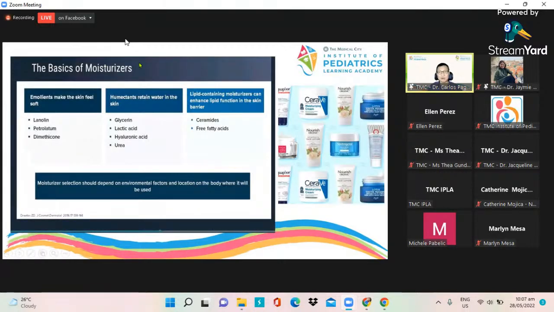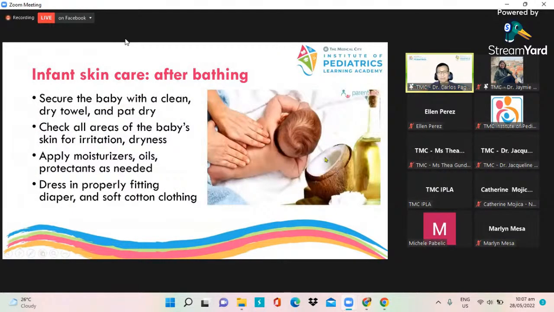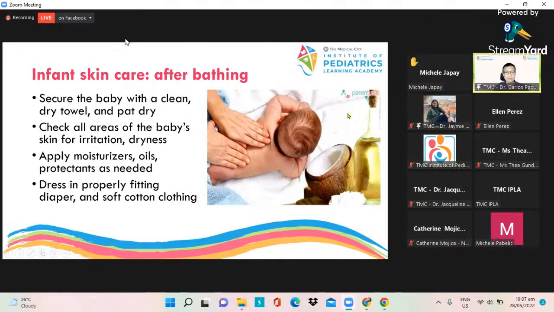Ito po, you can see, there is virgin coconut oil here on the baby. We can actually do a massage before or after bathing with virgin coconut oil. Because virgin coconut oil has a lot of good oils. One of them is lauric acid. Lauric acid is quite good against bacterial infection and even viral infections. And that lauric acid has a high quantity to be found in our virgin coconut oil.